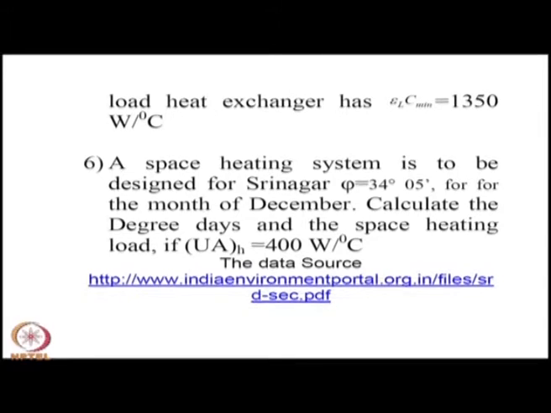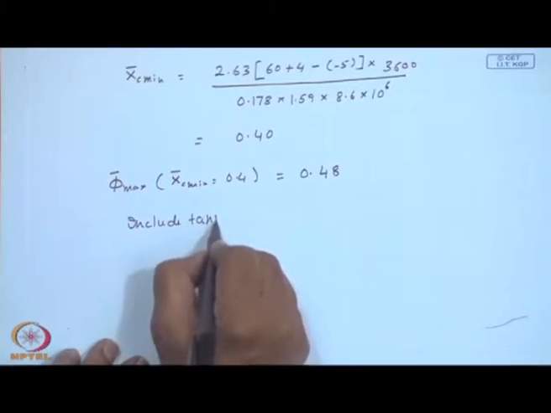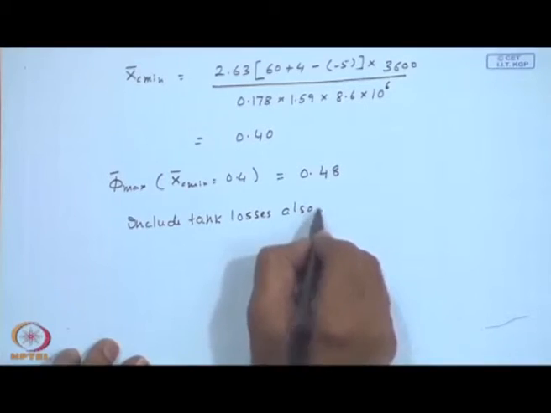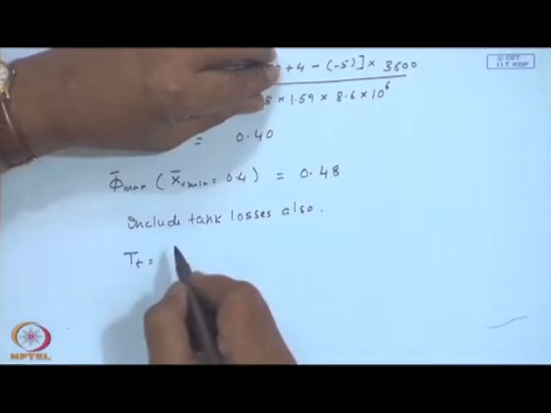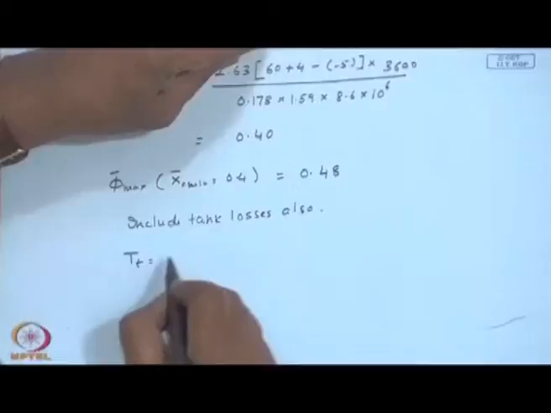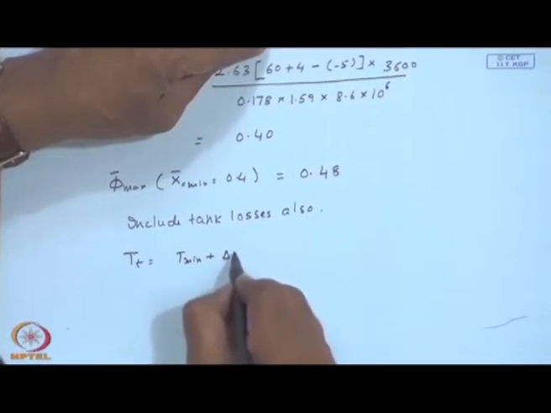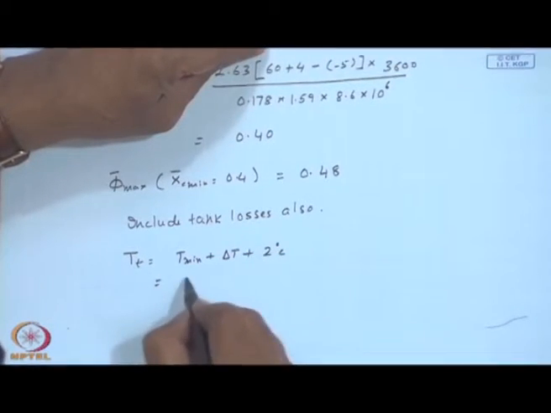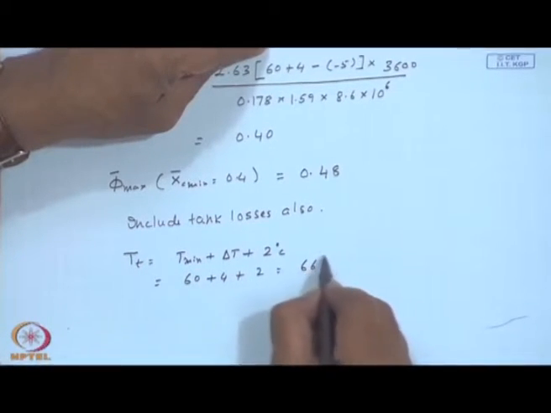Now, we want to include the tank losses also. What should be T T? Originally what we did was it will be T minimum plus 2 degrees or whatever it is. Now, that T minimum has become T minimum plus delta T plus, let us say, 2 degrees C. That will be equal to 60 plus 4 plus 2 equal to 66 degrees C.